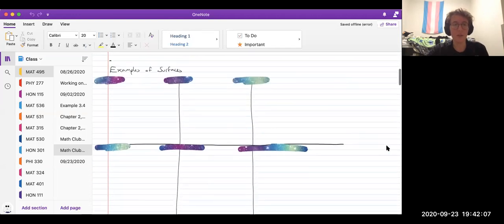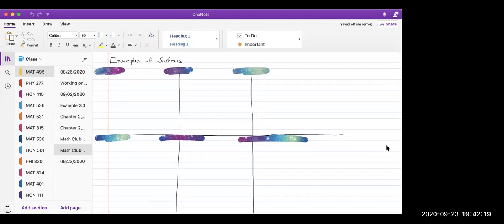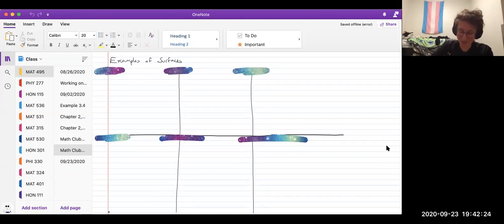So let's think of some examples of surfaces. Does anyone in the audience want to give an example of something that might be a surface? The complex plane. Yes, very good. The complex plane is one example of a surface.